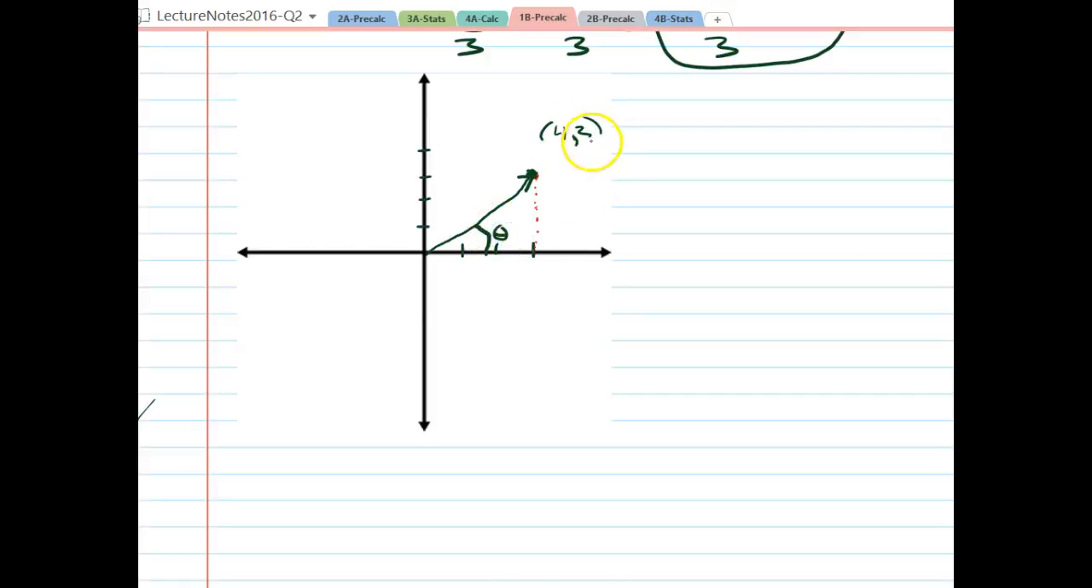Because I know the coordinates of this point, I know that this length here is 3 and this length over here is 4. That means I could find this distance, which we will call r, by using the Pythagorean theorem. So r squared is going to be this x value, that's my x value of the ordered pair, and this is the y value of the ordered pair. So basically r squared is x squared plus y squared. That's by the Pythagorean theorem.